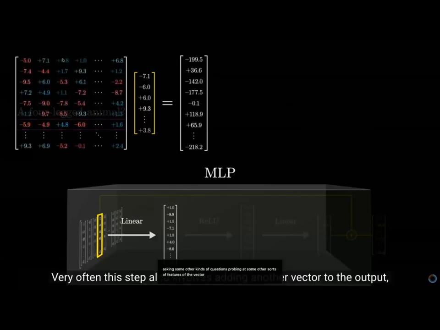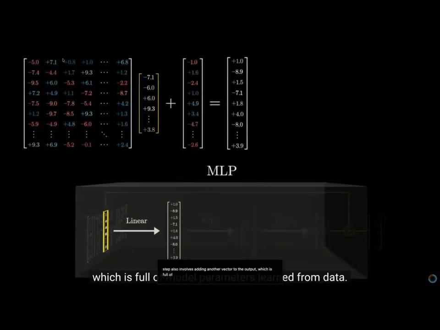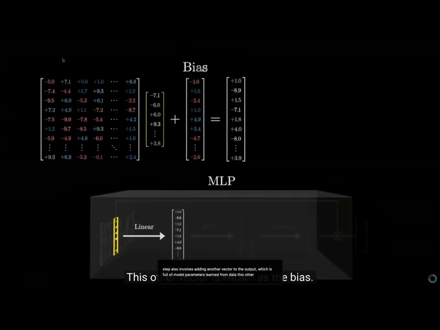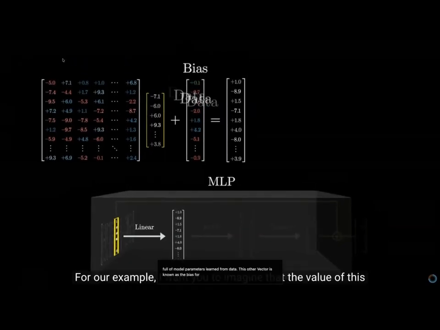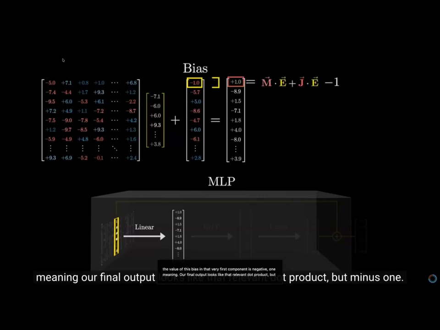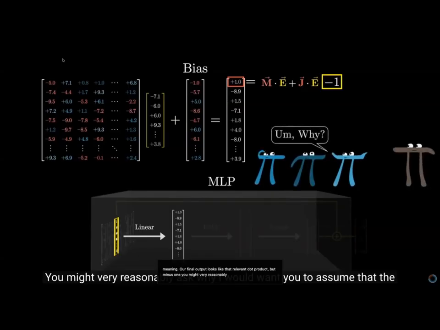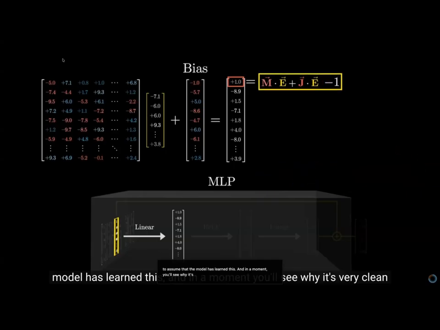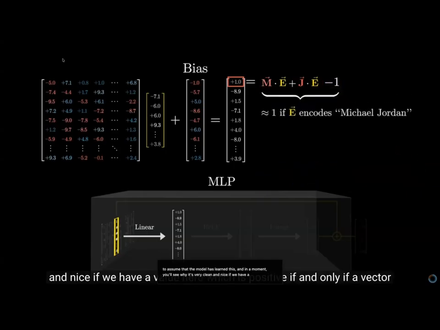Very often this step also involves adding another vector to the output, which is full of model parameters learned from data. This other vector is known as the bias. For our example, I want you to imagine that the value of this bias in that very first component is -1, meaning our final output looks like that relevant dot product, but -1. You might very reasonably ask why I would want you to assume that the model has learned this. And in a moment, you'll see why it's very clean and nice if we have a value here which is positive if and only if our vector encodes the full name Michael Jordan, and otherwise it's 0 or negative.